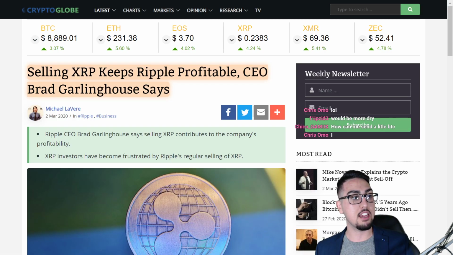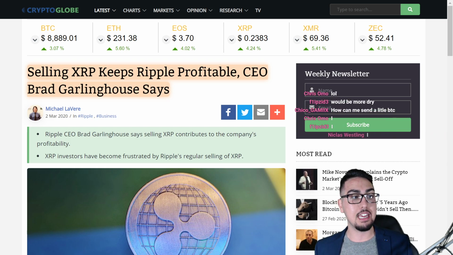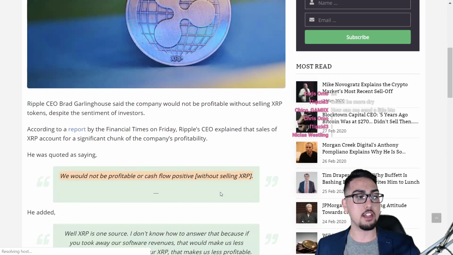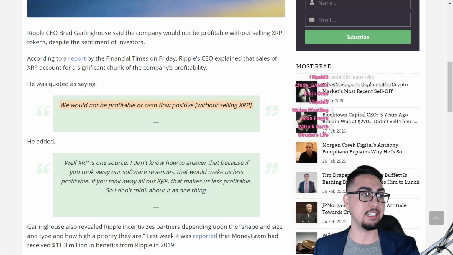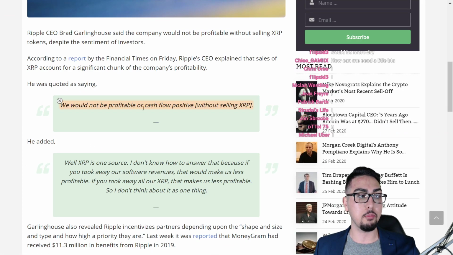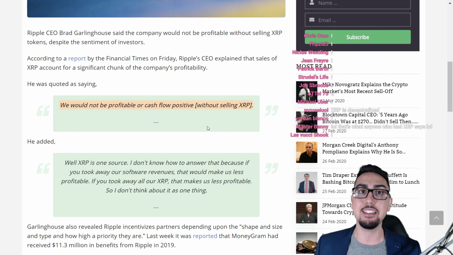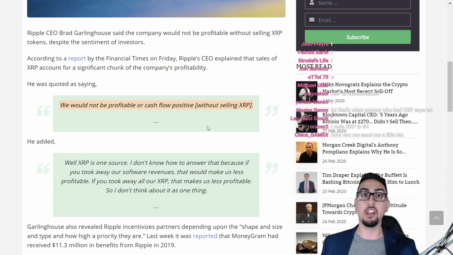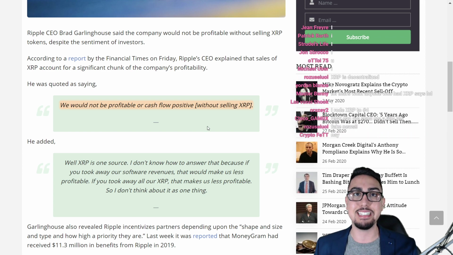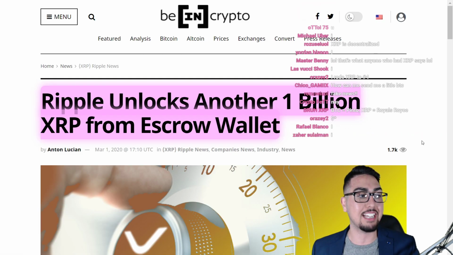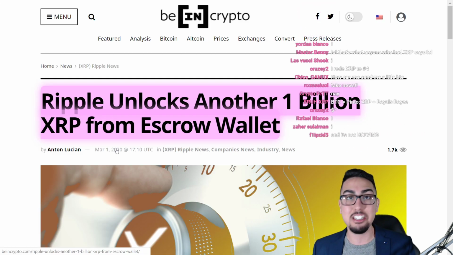And what proves it here, you can see: selling XRP keeps Ripple profitable, CEO Brad Garlinghouse says. Very, very interesting article. Brad Garlinghouse says here, we would not be profitable or cash flow positive without selling XRP. And this is amidst all of the negativity that he's receiving from the community about why he keeps selling XRP. As you can see here, Ripple unlocks another 1 billion XRP from escrow wallet yesterday, right?